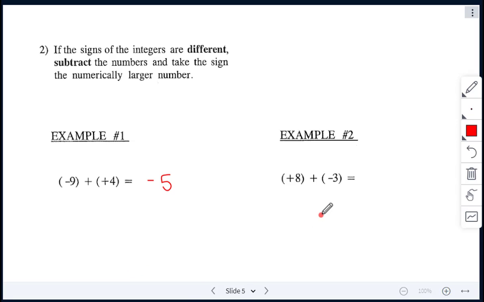All right, let's take a look at our second example. We have a positive 8 plus negative 3. So the two signs are different, so therefore we know we have to subtract. So we're going to subtract 8 and 3. 8 minus 3 is 5 again. But what will be the sign? Is it going to be positive or negative? So we look at our numerically larger number. 8 is numerically larger than 3, and it's a positive, therefore it's positive 5.